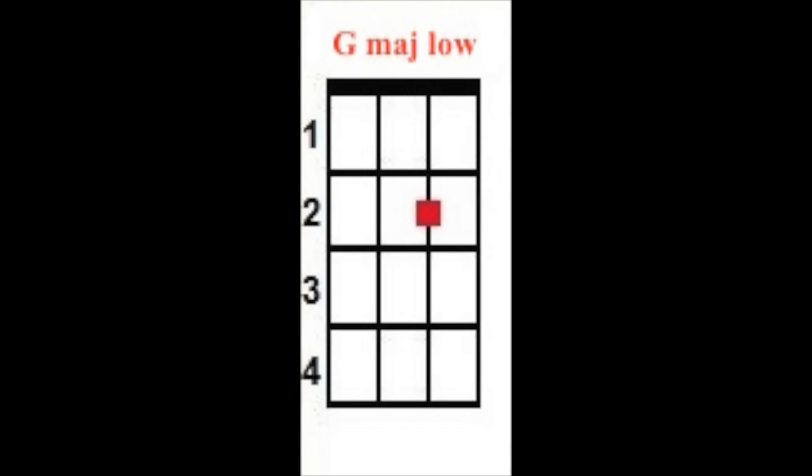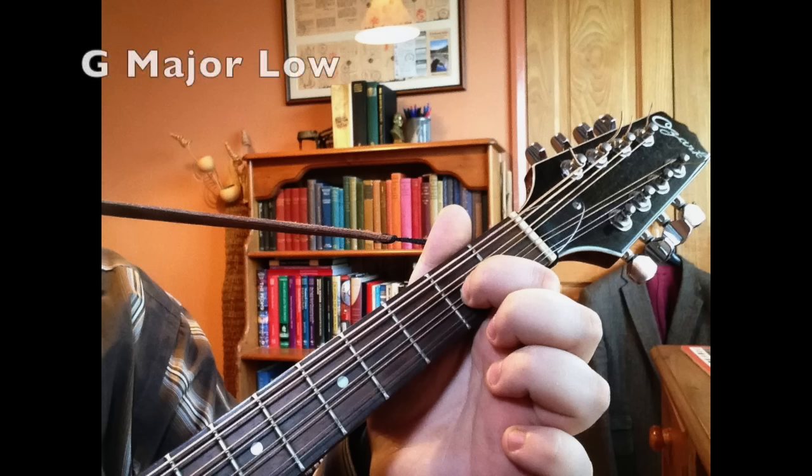The G major low chord is played on the second string from the top on the 2nd fret. As you can see, I use my first finger to hold this string down. It's probably the most obvious and natural position to play this chord.